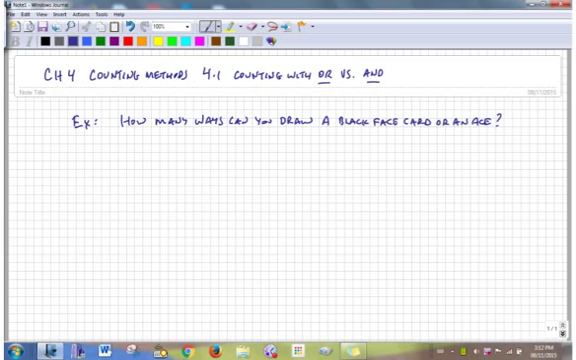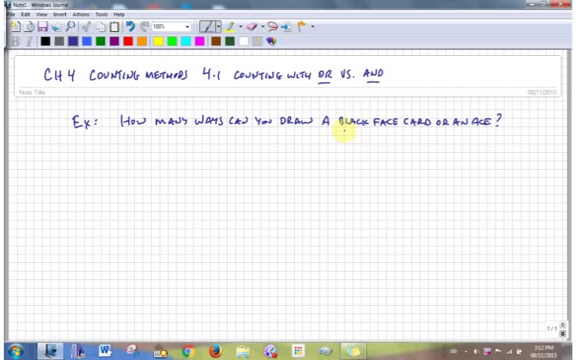Chapter 4, Counting Methods, starting with 4.1. And I'm going to rename this lesson Counting with Or versus And. First example, how many ways can you draw a black face card or an ace? And we're assuming, of course, this is a regular deck of cards. There's 52, no omissions, no additions.